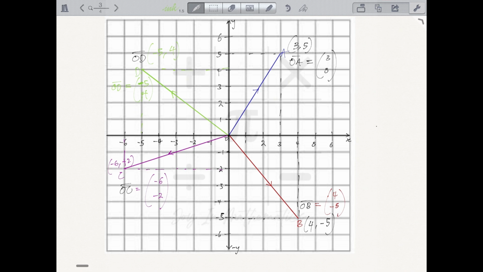Now, in our next lesson, we will have exercises to ensure that we understand this particular theorem.